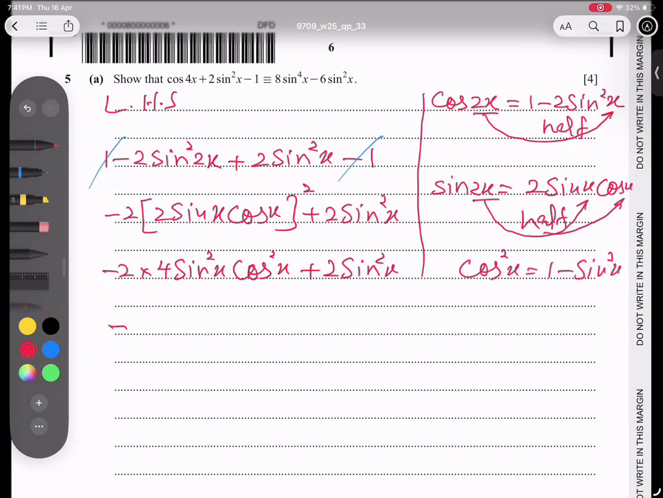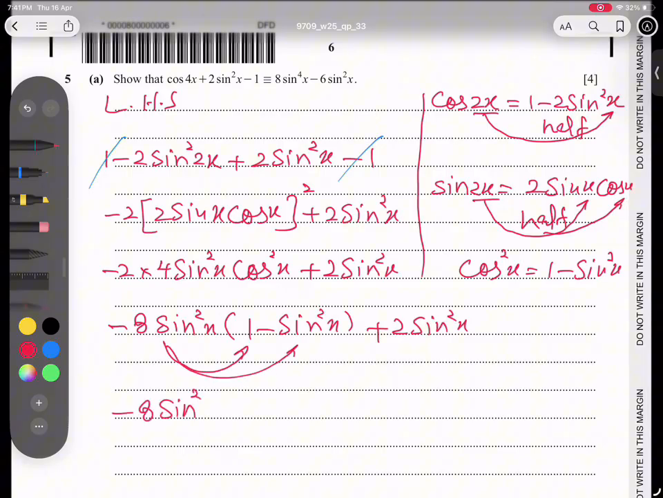I'm going to replace, so -8 sine square as it is, no change here, but this cos square I'm replacing by 1 minus sine square. And plus 2 sine square as it is. Now this multiplies inside. I'm getting -8 sine square, +8 sine 4, plus 2 sine square.